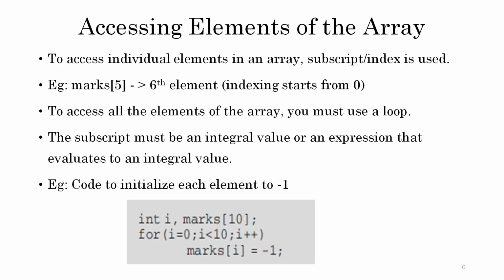Now, accessing elements of an array. Each element of an array is accessed by its index. For example, max[5] means the sixth element of the array is stored. To access the elements of an array, we use a loop statement. The subscript must be an integral value or an expression that evaluates to an integer value. For example, we use a data type with variable max and array size of 10.